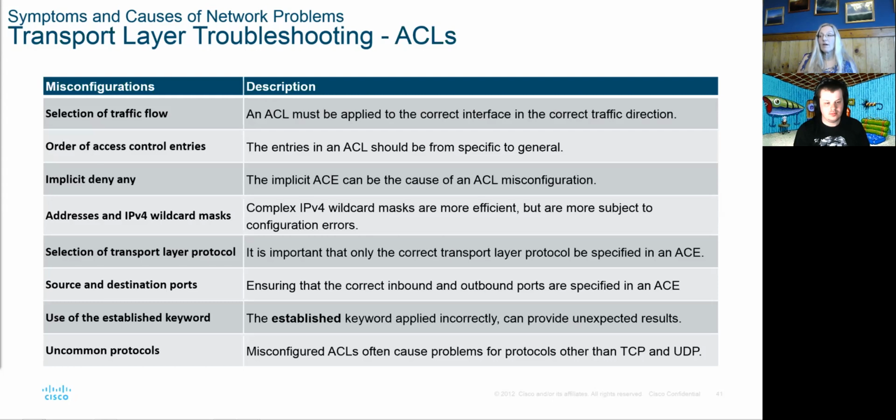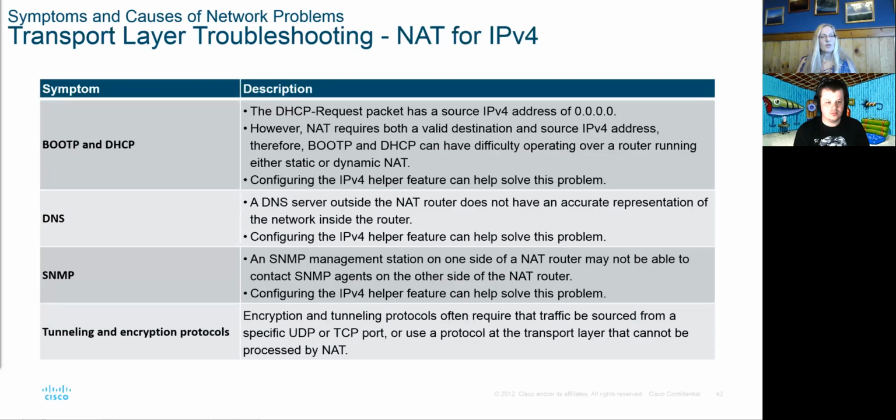Your IPv4 wildcard masks, make sure that those are correct. Make sure you're using the correct protocols and ports. And if you're using a keyword, make sure that you're using it properly. And be on the lookout for odd protocols, which I'm not too sure which protocols those would be. Network address translation, something to think about, right? For network address translation, these are some of the problems that you might have.